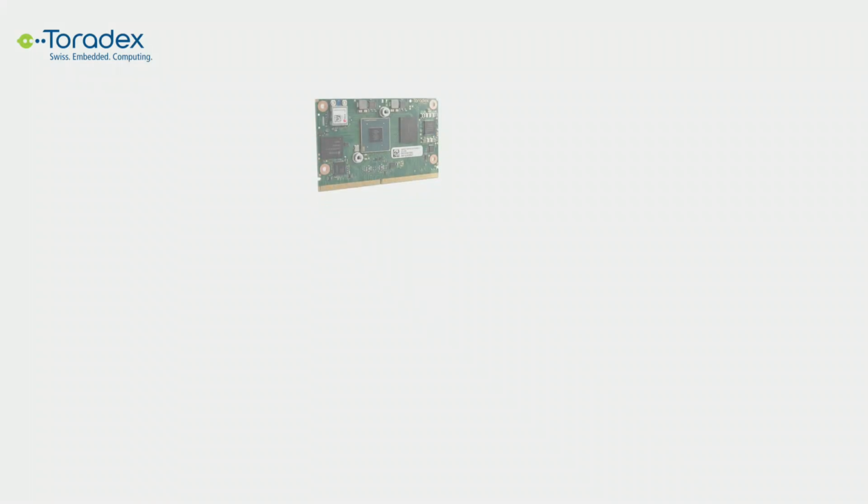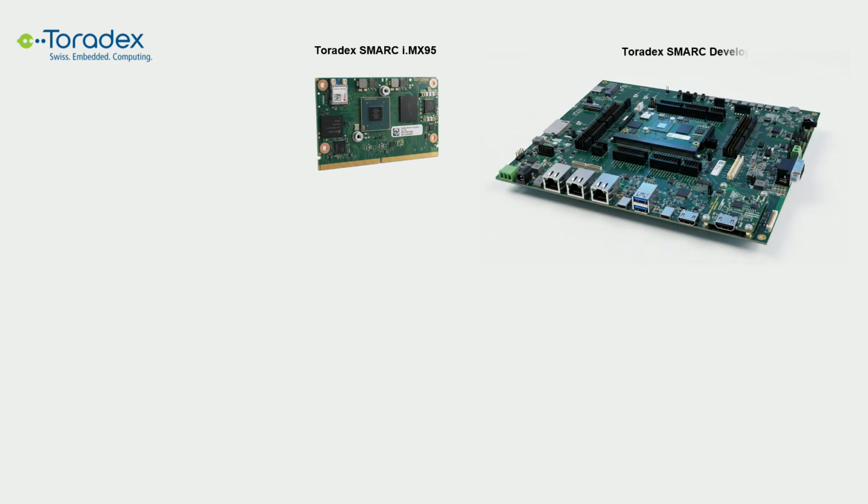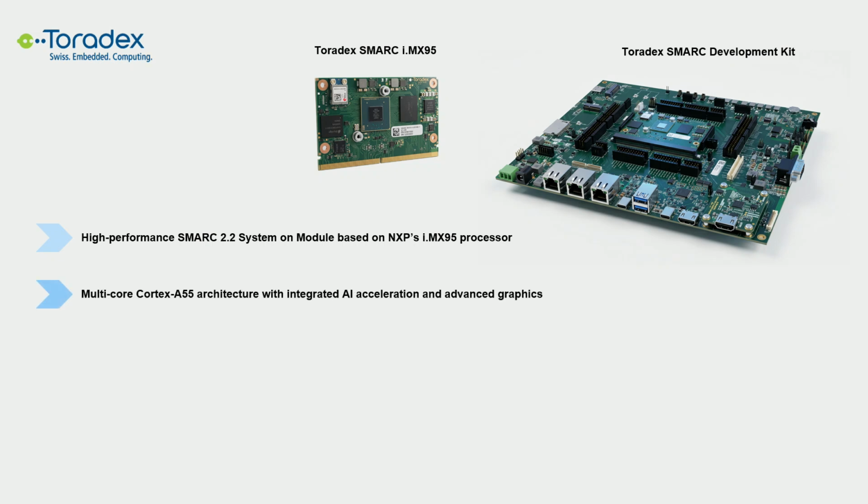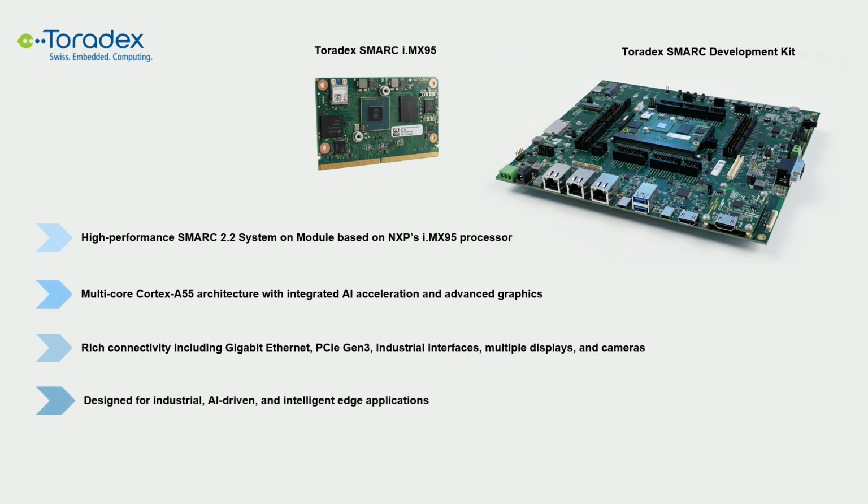The hardware foundation of the platform is the Toradex SMARC i.MX95, a high-performance system on module based on NXP's i.MX95 processor. It combines Cortex-A55 cores, an integrated AI accelerator, and advanced graphics capabilities to power demanding edge applications. The platform also provides rich connectivity, including Gigabit Ethernet, PCIe Gen 3, and support for industrial interfaces such as CAN bus and serial communication, along with support for multiple displays and cameras, making it well-suited for industrial and intelligent edge systems.